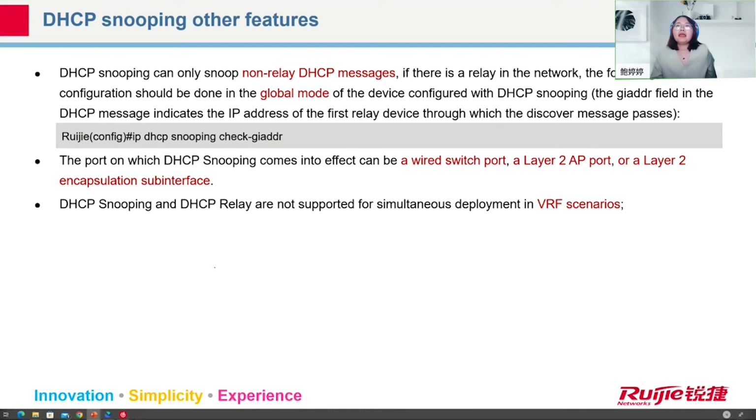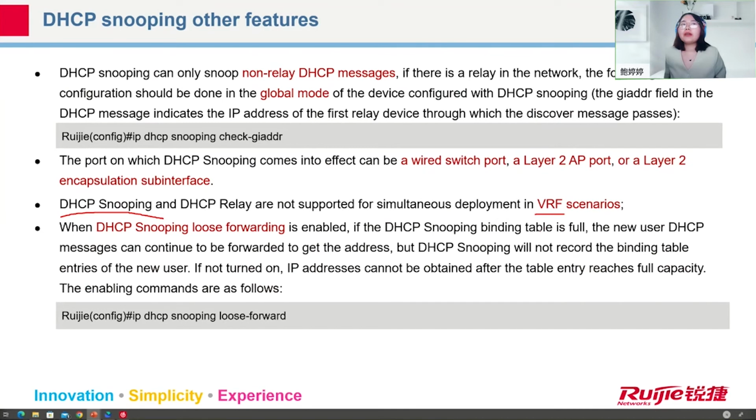Okay. And pay attention, this is a limitation. DHCP snooping and DHCP relay are not supported for simultaneous deployment in VRF scenarios. Maybe if you deploy some MPLS technology in your network, you will see the VRF, or maybe when you use BGP, you can see VRF technology. But here, you only need to know the limitation.